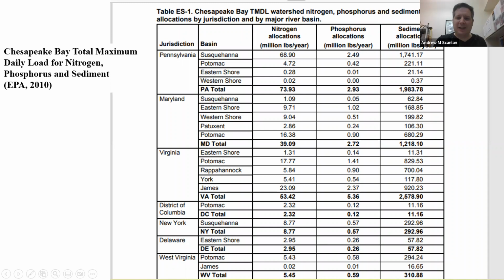So the EPA allocated different amounts of nutrients that are allowed within different streams and watersheds within Pennsylvania, Maryland, Virginia, New York, Delaware, West Virginia, District of Columbia. Here we're just using Pennsylvania as an example, looking at the Susquehanna watershed. It is the biggest watershed within the Chesapeake Bay, so it's allowed to have kind of the most out of all the other rivers: 68.9 million pounds of nitrogen per year and 2.49 million pounds per year of phosphorus. If you were to compare that to the Potomac or the Susquehanna in Maryland, which Maryland doesn't have much of the Susquehanna River before it empties into the bay, it's going to be a lot less. So the lion's share of nutrients are coming from Pennsylvania, and we have a higher TMDL to reflect that.